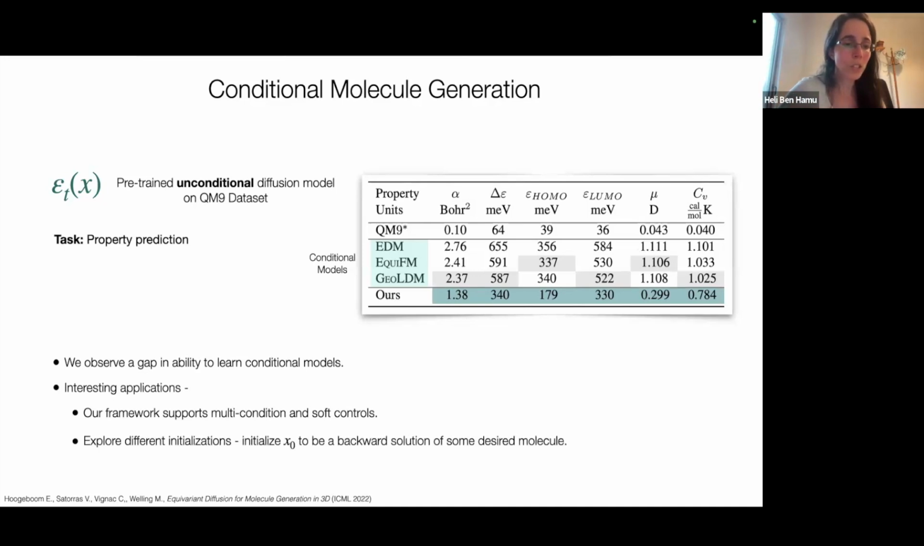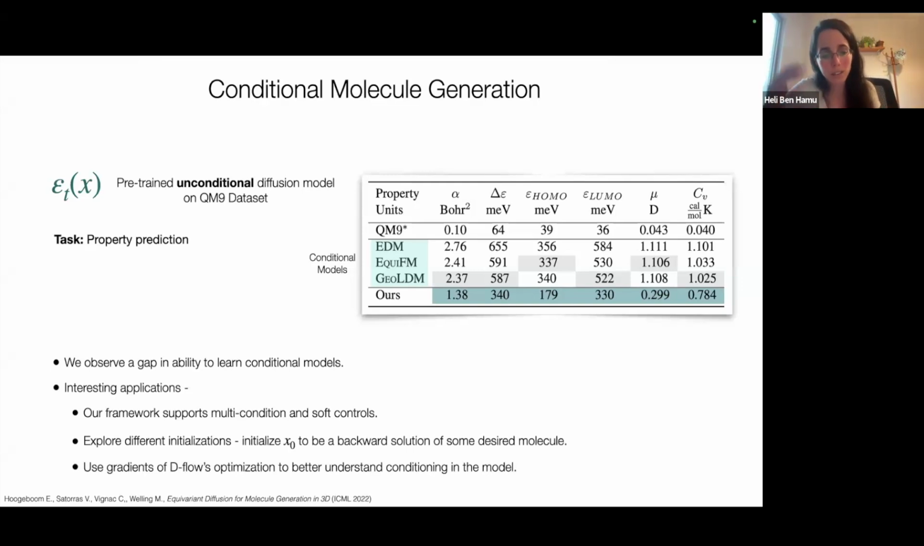We could also explore different initializations, say initialize X0 from a desired molecule and then start the optimization from there and maybe find a molecule that is close to our initial one and satisfies some property. This could also be very interesting to utilize our approach for. And in general, we can look at D-Flow's optimization gradients to have a better understanding of how the conditioning happens in these models.